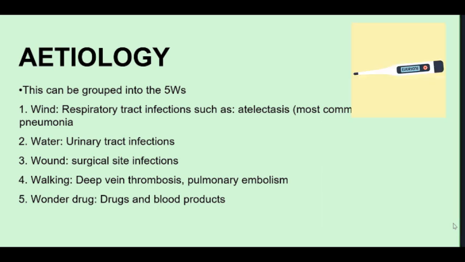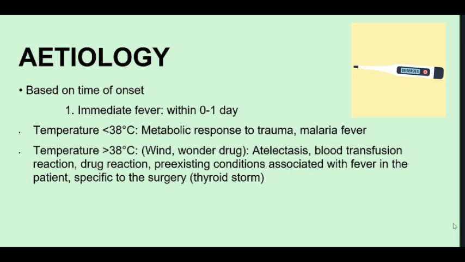Now, etiology based on time of onset. We will be breaking into that classification I mentioned earlier. For immediate fever, that's fever occurring within the first 24 hours, 0 to 1 day. We'll divide into 2. This fever could be less than 38 degrees Celsius. And here we'll point towards metabolic response to trauma. This trauma could actually even be the surgery that the patient underwent.